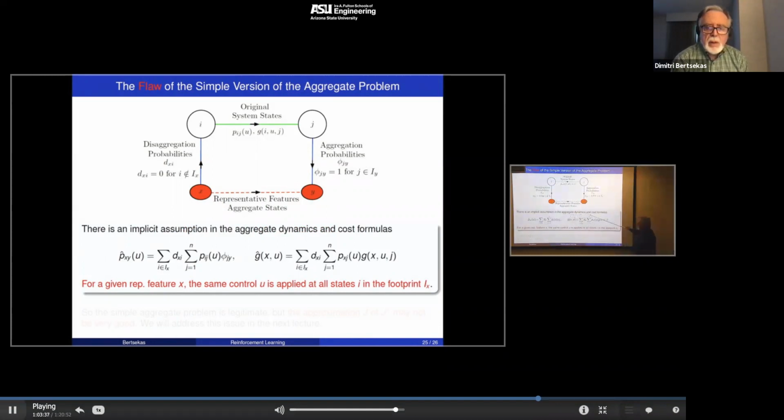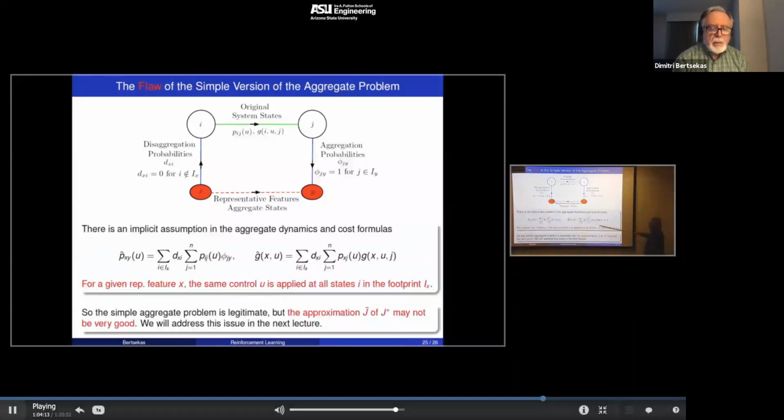So here's the flaw of this simple version of the aggregate problem. Implicit in the formulas for the aggregate dynamics and the aggregate cost function is that for each given representative feature x, it's the same control that's applied at all states i in the footprint. This is fine in the case of representative states because there's only one state corresponding to each representative state, but these formulas become flaky when you have the more general framework of representative features.